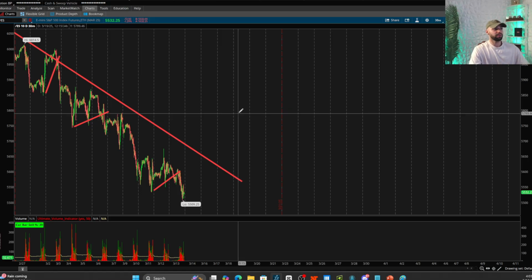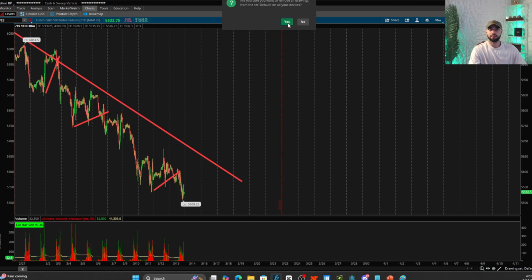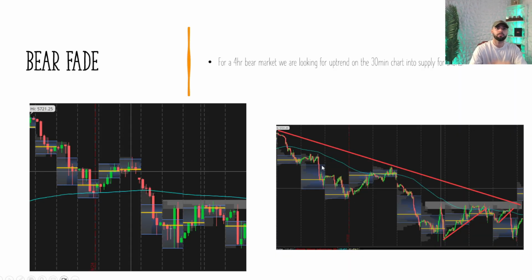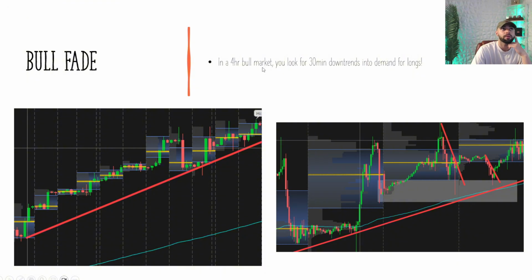So these look ugly, but you see what I mean, right? If the 4-hour is bearish, you want to look for a 30-minute uptrend into supply to fade. And again, into supply, we're going to look for those key levels. So a bear fade: we're looking for an uptrend on the 30-minute chart into supply for shorts. Bull fade, for our bull market: you're looking for a 30-minute downtrend into demand for longs.